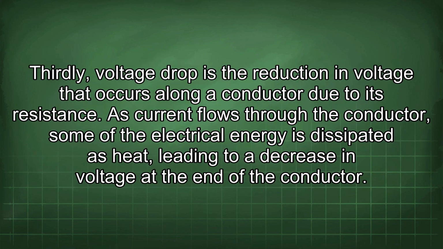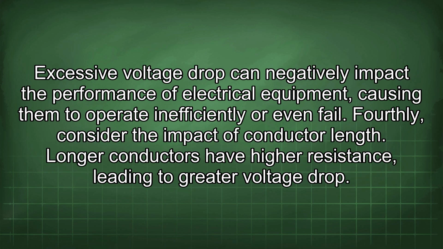Thirdly, voltage drop is the reduction in voltage that occurs along a conductor due to its resistance. As current flows through the conductor, some of the electrical energy is dissipated as heat, leading to a decrease in voltage at the end of the conductor. Excessive voltage drop can negatively impact the performance of electrical equipment, causing it to operate inefficiently or even fail.